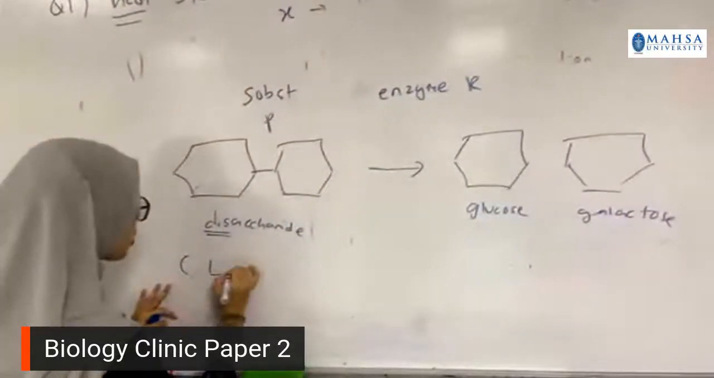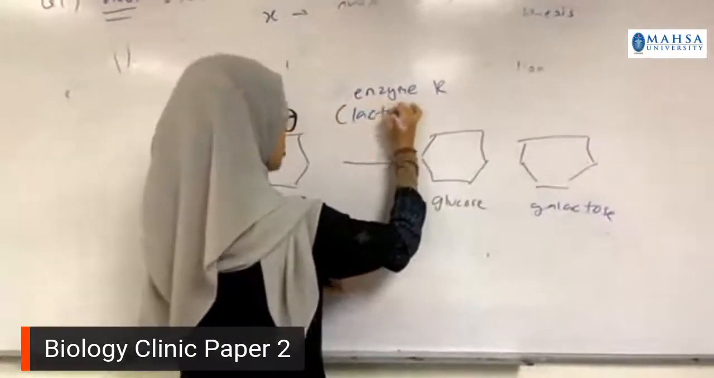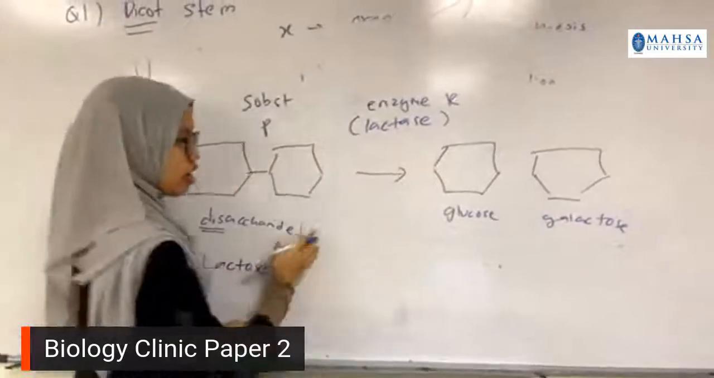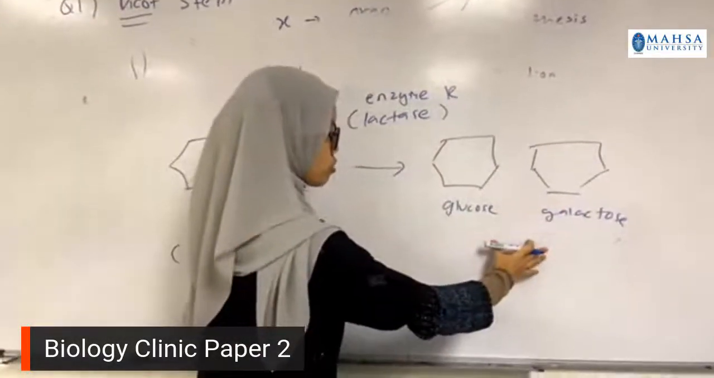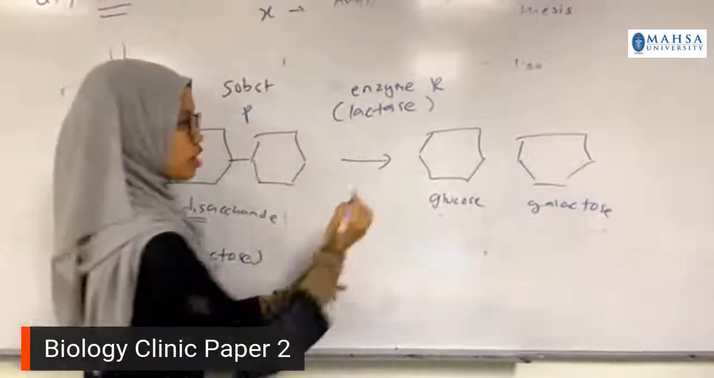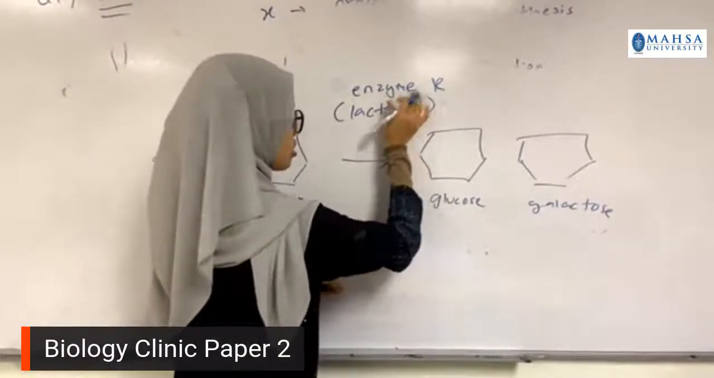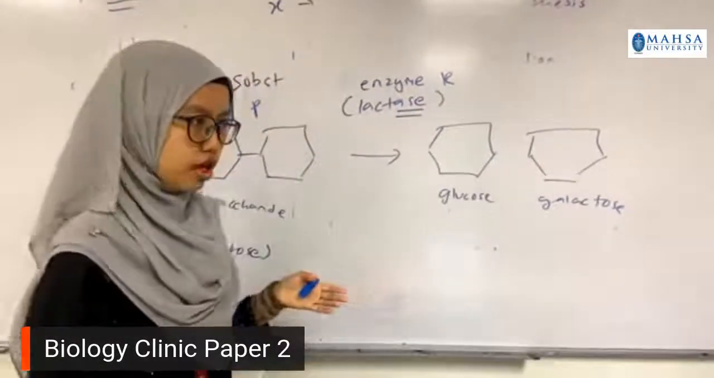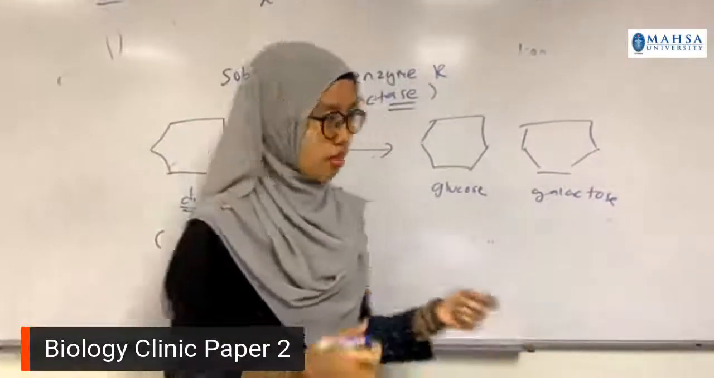lactose. And then what is enzyme R? Enzyme R is lactase, because lactase is needed to break down lactose into a simpler form, which is monosaccharides. So the products are glucose and galactose. For example, enzyme names usually have ase at the end, for example cellulase, amylase, lipase, and so on. Alright, so what's the next question?